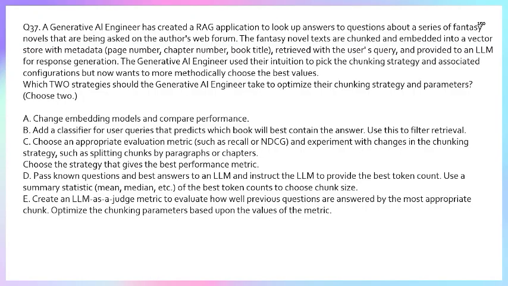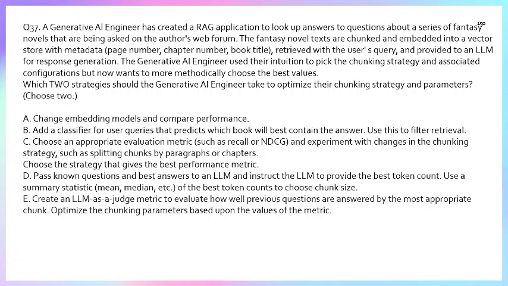So let's talk about option A. This is a valid way to optimize a RAG application, but it doesn't directly address the chunking strategy and parameters, right? Changing the embedding model and comparing performance will not address the chunking. So for the chunking, we have option C. In that, we are chunking on the basis of paragraph, chapter, and strategy. So option C looks like it is correct.